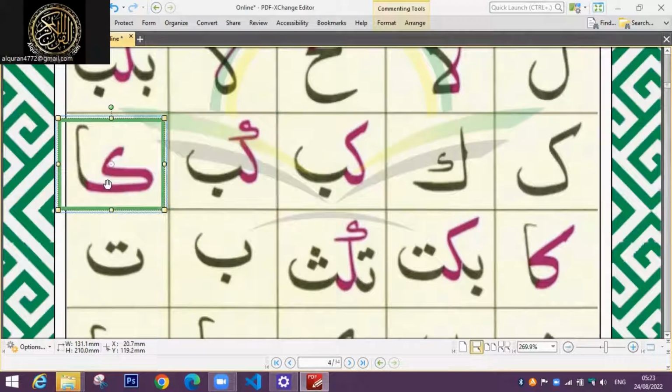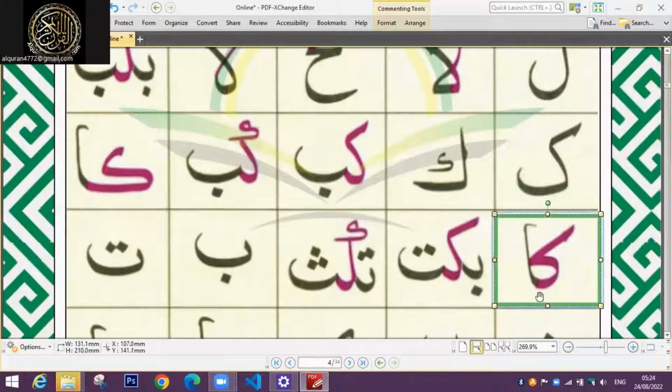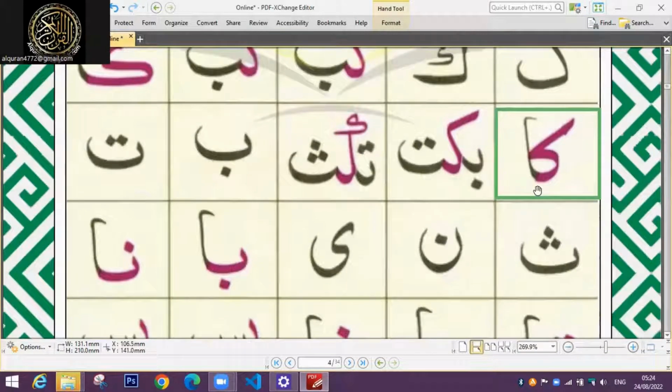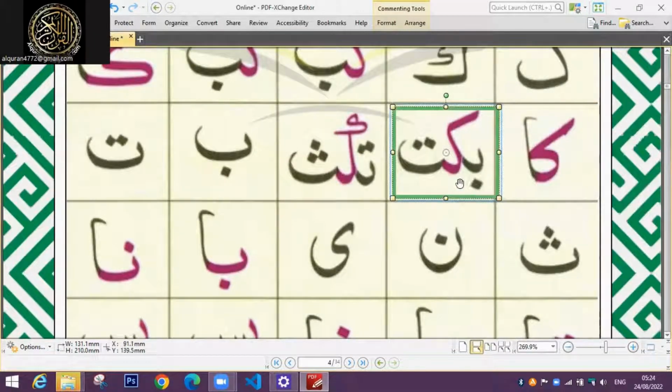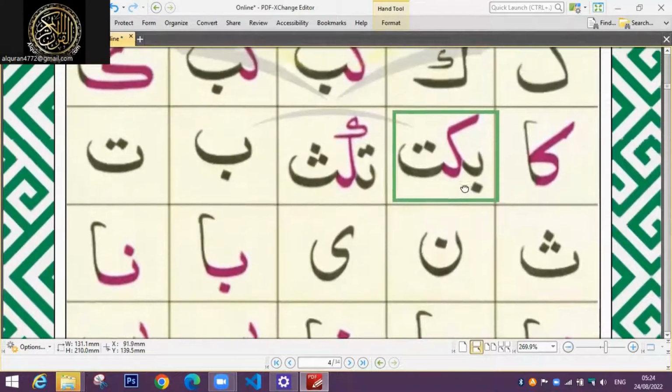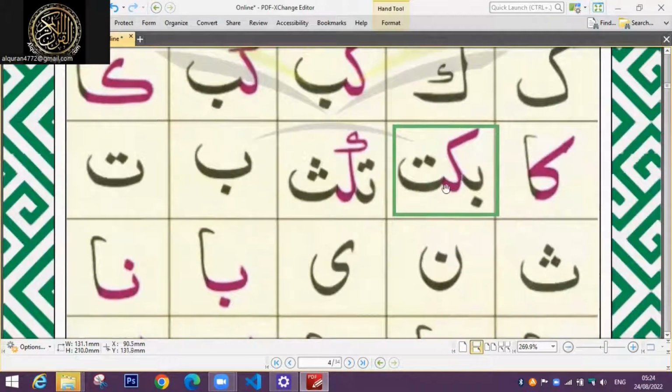Kaf Alif. Kaf Alif. Ba Kaf Ta. Ba Kaf Ta.